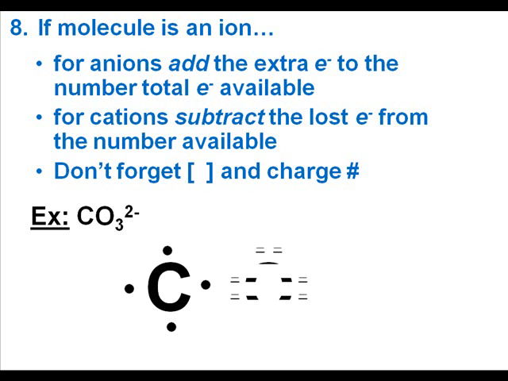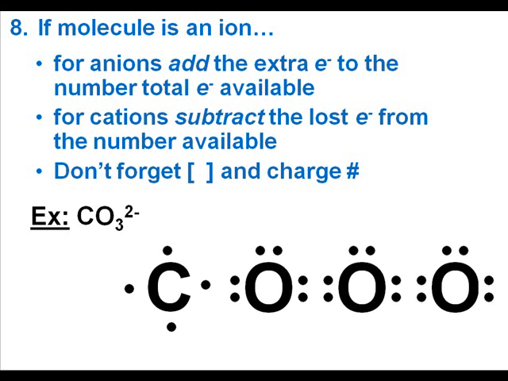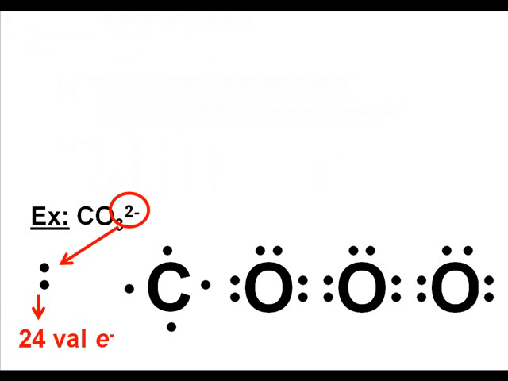CO3 minus 2. Carbon, as you can tell, has 4 valence electrons around it. Oxygen has 2, 4, 6, 2, 4, 6, 2, 4, 6. However, that's a total of 22. However, we have to account for the additional 2 electrons that this polyatomic molecule has. So it's not 22 valence, it's 24 valence electrons. So we have 24 valence electrons to work with, and we have to get every atom to have a full 8 electrons around it. So let's take a look how we're going to do this.